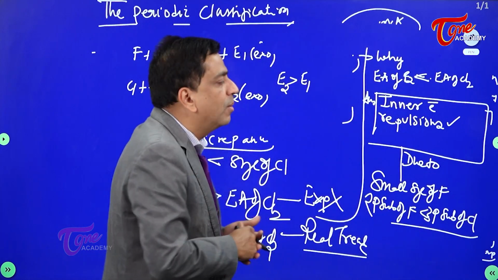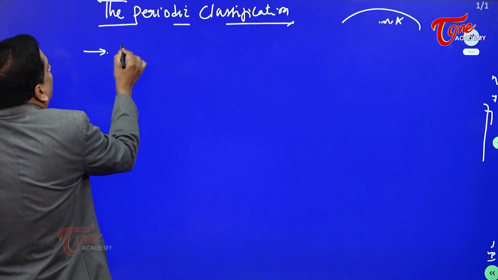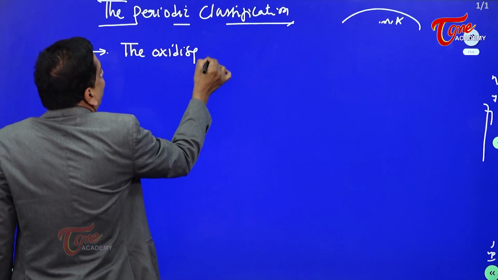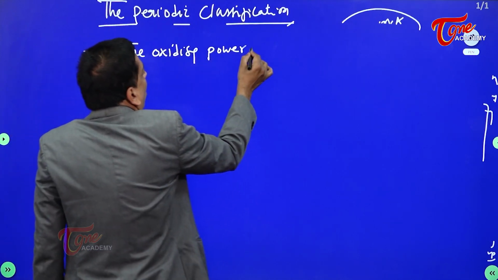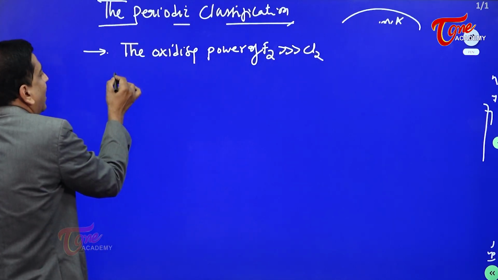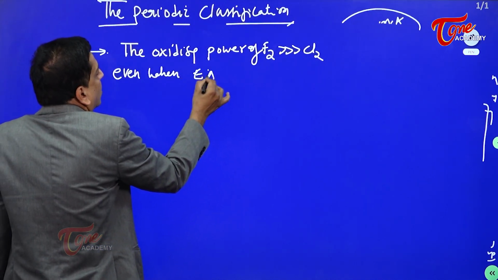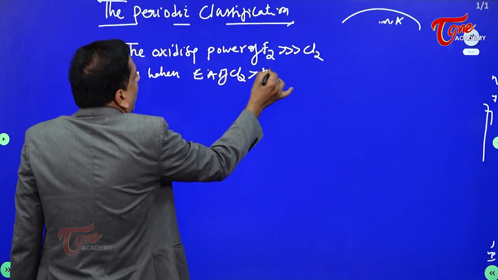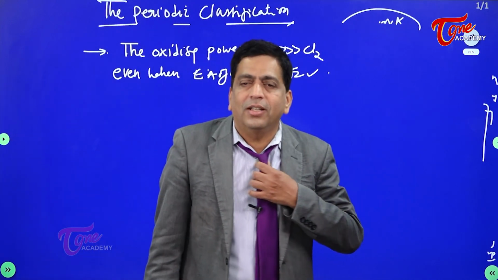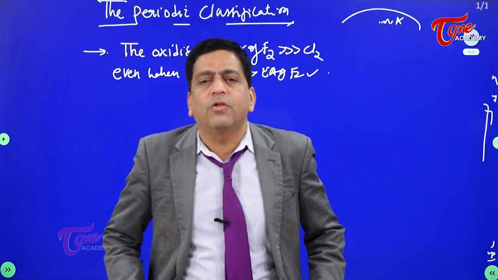And here comes another one. Observe. This is basically important. The oxidizing power of fluorine is much greater compared to chlorine, even when the electron affinity of chlorine is greater than what? The electron affinity of fluorine. You must understand. That's a question which we need to reason. Understand the question first. What is the question?